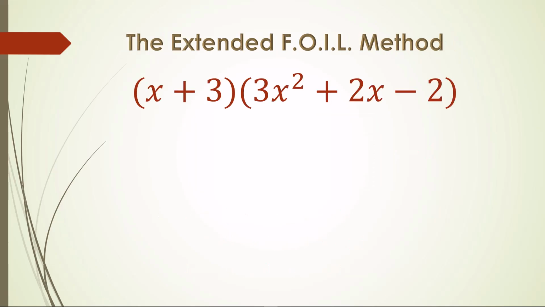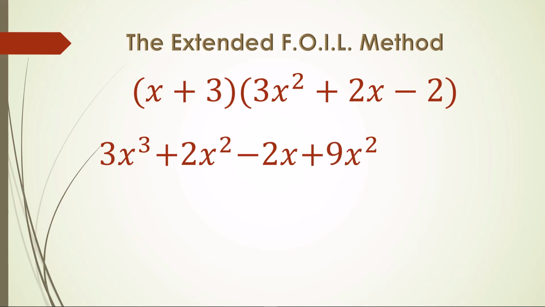It is also possible to have a binomial multiplying a trinomial, where the FOIL method is extended in a similar way, with the first terms multiplied, resulting in 3x cubed, then the first times the middle, making 2x squared, and then the first times the last, the outer terms, equaling negative 2x. The same thing happens using the second term of the binomial, multiplying each term in the trinomial, 3 times 3x squared equal to 9x squared, 3 times 2x resulting in 6x, and finally 3 times negative 2 to make negative 6.